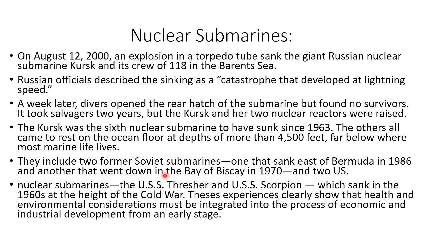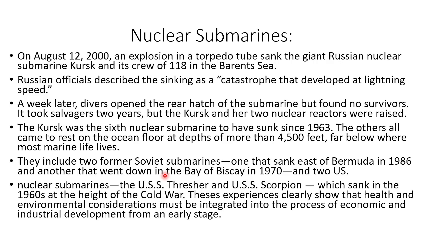A week later, divers opened the rear hatch of the submarine but found no survivors. It took salvagers 2 years, but the Kursk and her two nuclear reactors were raised. The Kursk was the sixth nuclear submarine to have sunk since 1963. The others all came to rest on the ocean floor at a depth of more than 4,500 feet.